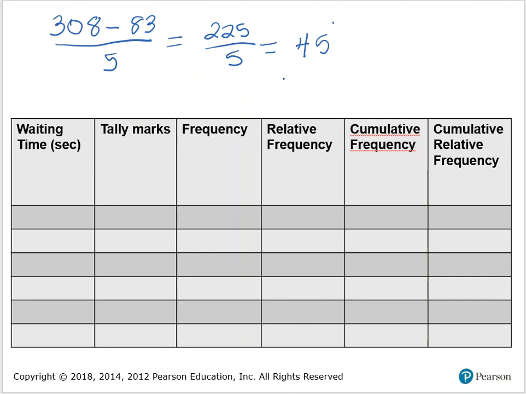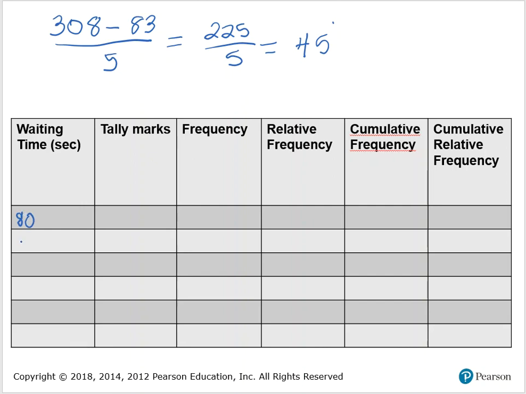Now I don't necessarily want to start at 83. Not that it's a horrible number to work with, but it's not the most convenient. So instead of starting at 83, I'm going to start at 80. So I'm going to start in my chart. 80 will be my lowest number, my lowest lower limit.